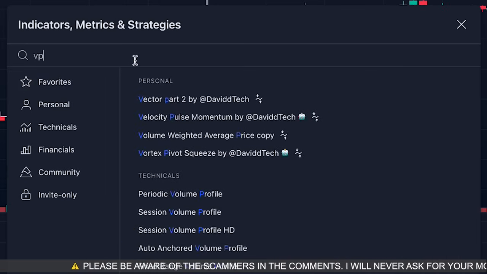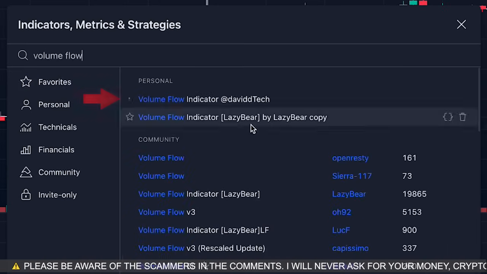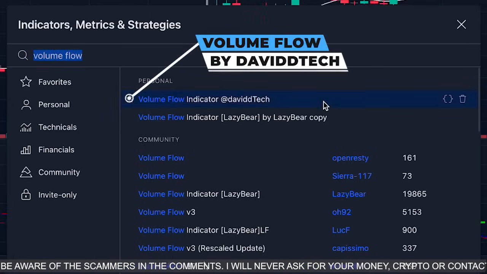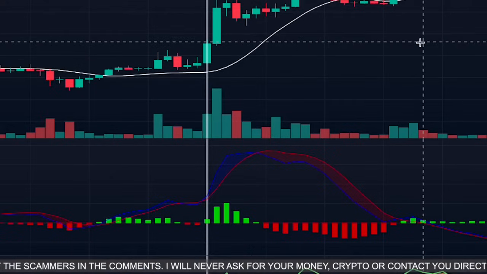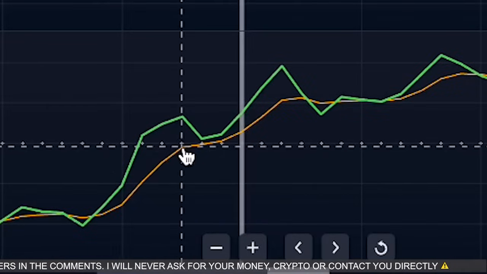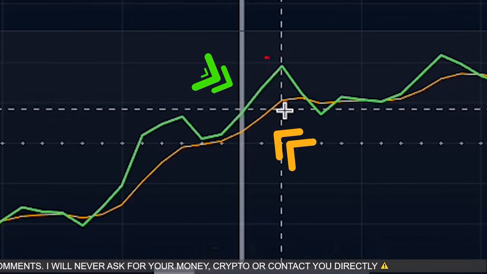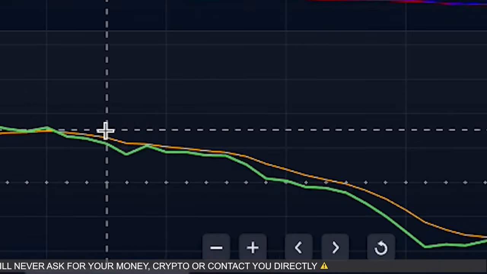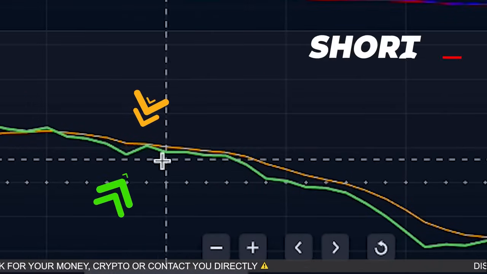We're going to use the volume flow by David Tech, this indicator just here. Now, this is a very, very simple indicator. We're looking for green to be above orange if we're looking for longs, and then we're looking for orange to be above green if we're looking for shorts.